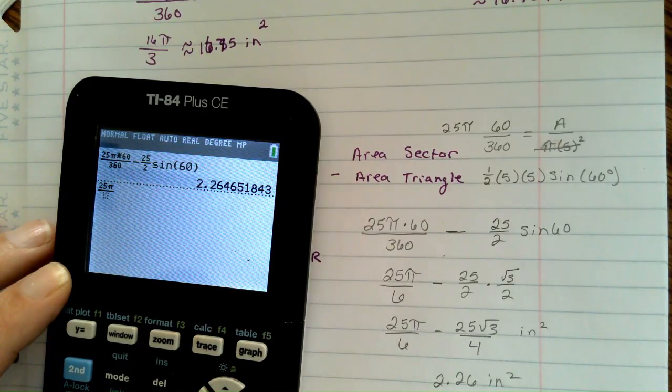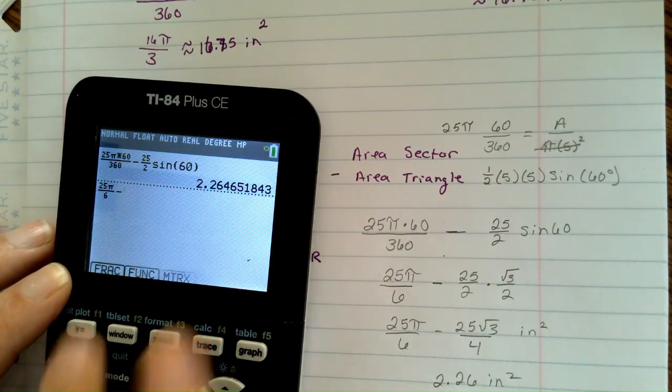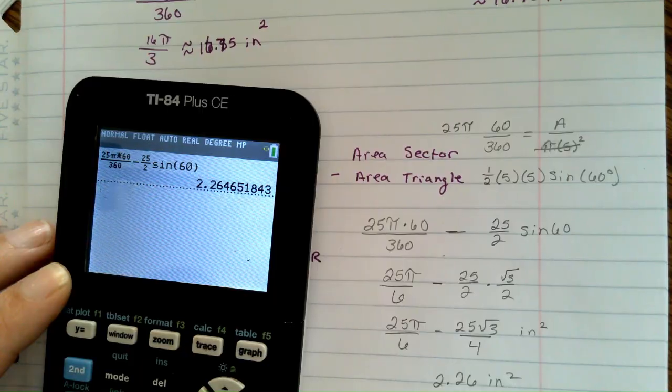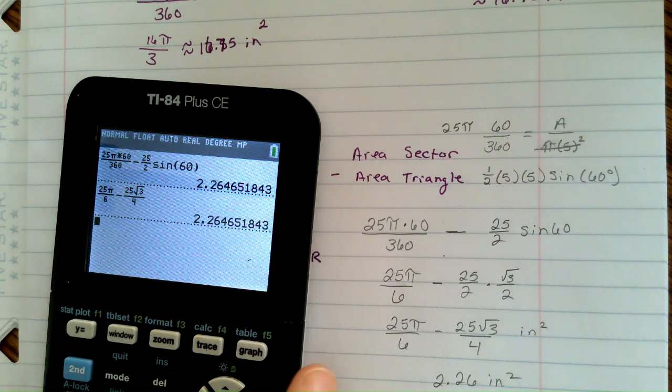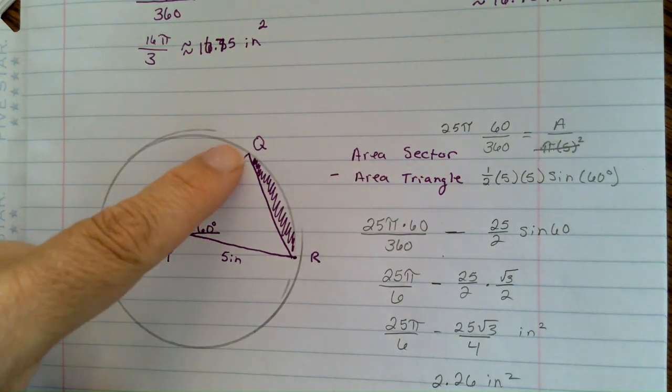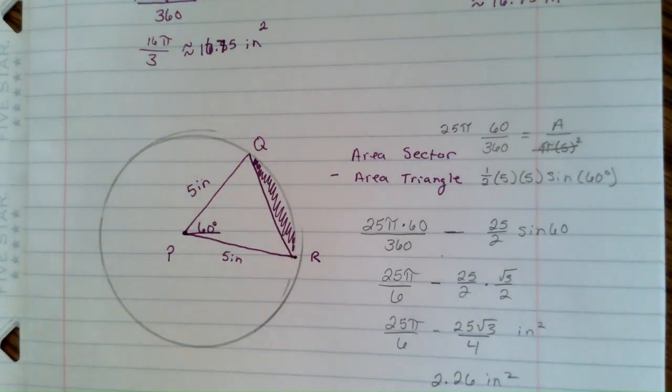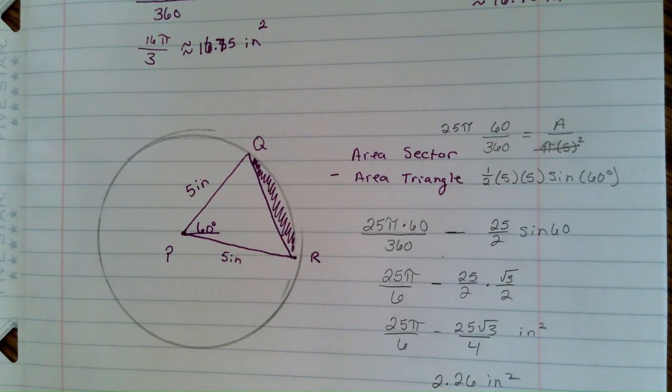25 pi over 6 minus 25 root 3 over 4. Lo and behold, it absolutely is. So keep in mind, even if they only want you to do a sliver of a little bit, you can take what we just learned about area of a sector today from this video and combine it with area of a triangle from a previous video, and you just subtract the two and you'll get that little bitty wedge.